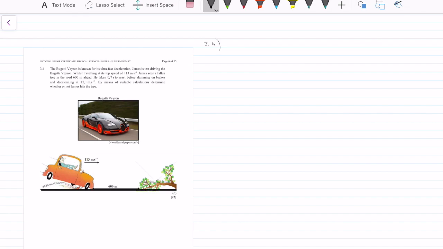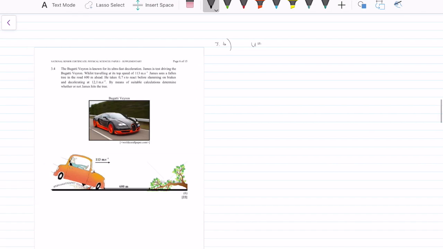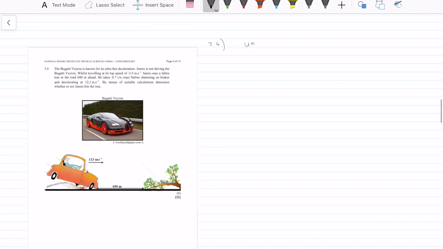Okay, so there's some information given, right? We know that his initial speed is 113 meters per second. We know that his time for reacting is equal to 0.7 seconds. And then we know that his acceleration is equal to 12.1 meters per second squared. What do we know about acceleration? He's decelerating, so it's going to be negative. Okay, so let's think about this.